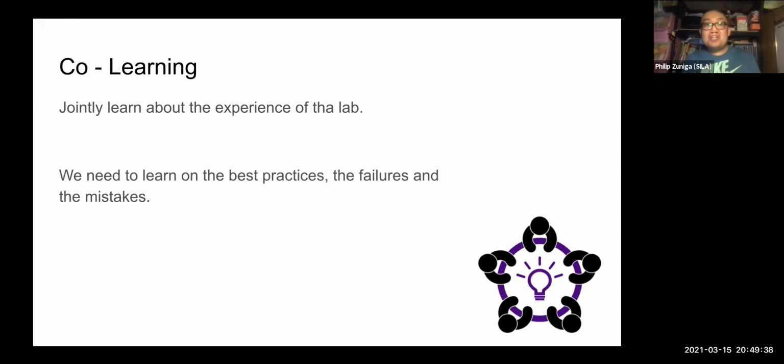Finally, we have co-learning. So after we have developed the vision for the lab and built the lab, the last thing we do is we learn. We jointly learn about the experience of the lab. It is important for us to learn the best practices, the failures, and the mistakes. Again, in AeHIN, we always share information with one another. So this is an important part of our framework.